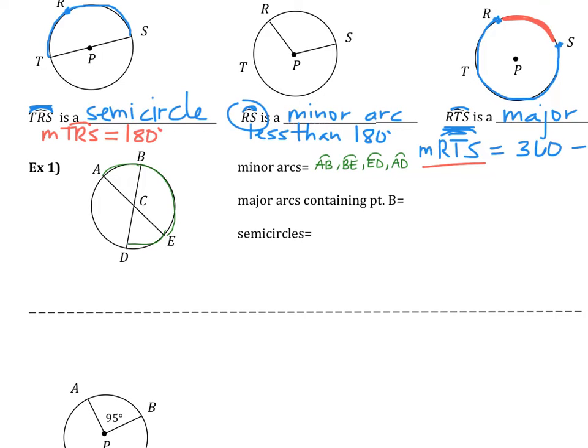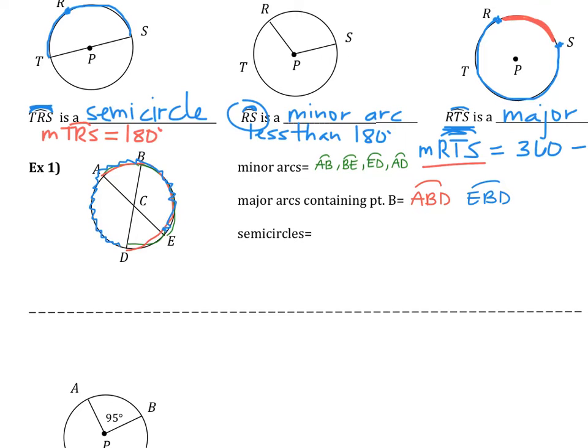So if we look at major arcs containing B, I could do, for instance, A, B, D, right? Arc A, B, D would be that one, more than 180 degrees from arc through B going around to D. Or I could do, let's switch the color here, EBD. So starting at E, going around through B, all the way around to D. That'd be another major arc with B in it.